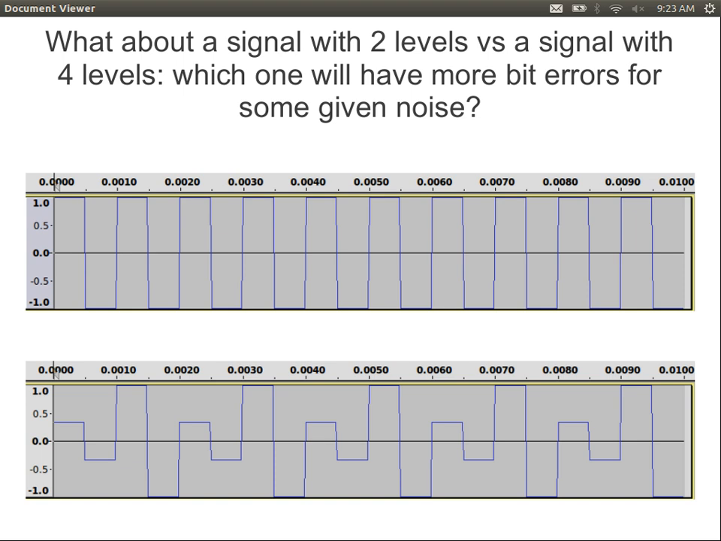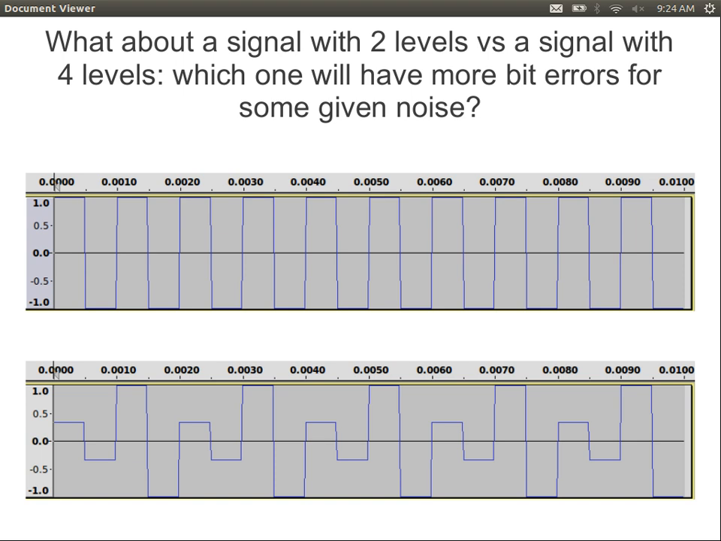If the noise is greater than 0.33 in this case, we'll get a bit error. In the first case, if it's greater than 1, we'll get a bit error. The point here is that with the two different signals, with the same amount of noise, it's more likely to get bit errors with the second signal compared to the first signal.